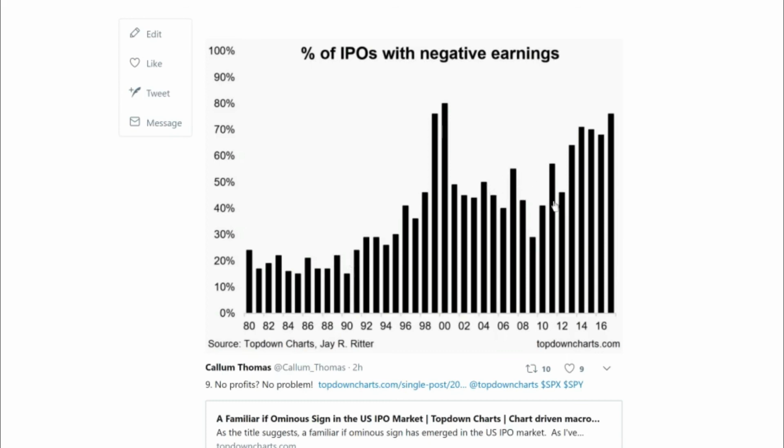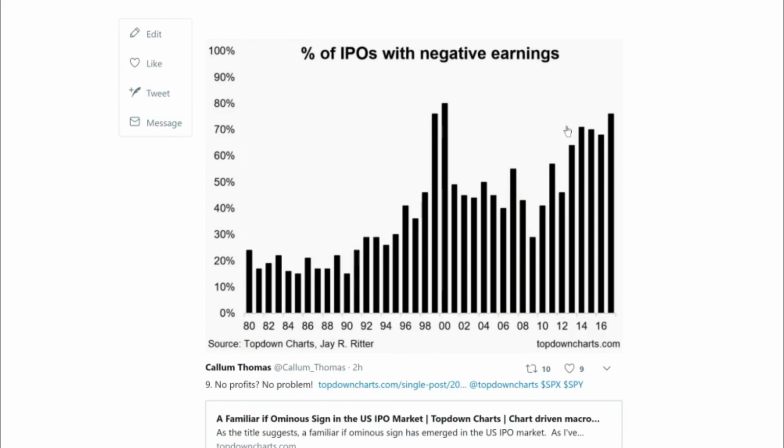This is showing you the proportion of IPOs with negative earnings, which is quite interesting, really. It's at the exact same level, 76%, as it was in 1999. So it makes one tempted to draw parallels between today's market and that market. And certainly there are a couple of interesting parallels. I've heard a couple of people mention that you could consider cryptocurrencies like the dot-com stocks, and we certainly saw a lot of speculative mania in that.